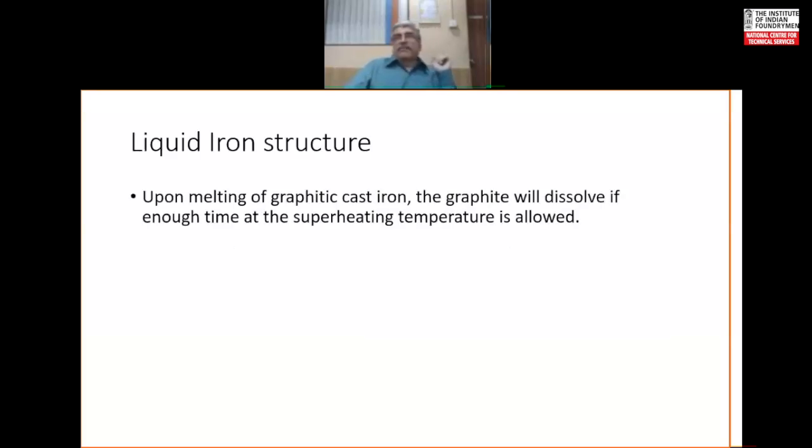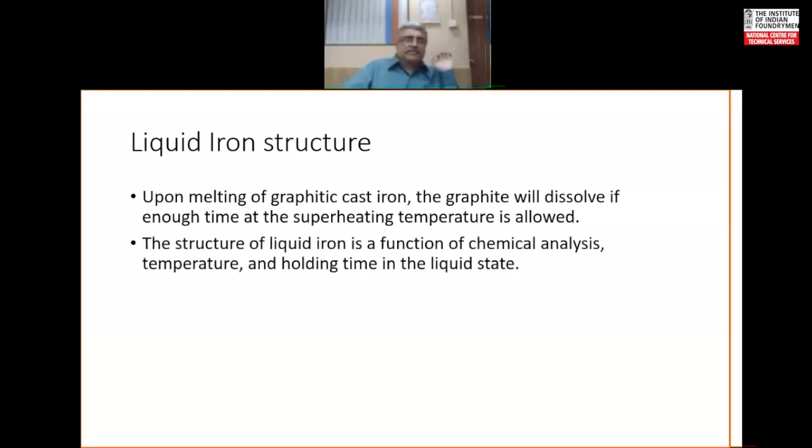Upon melting of graphitic cast irons, we are starting from melting of the charge. The graphite will dissolve if enough time at superheating temperature is allowed. The structure of liquid iron is a function of its chemistry, temperature, and holding time in the liquid state.